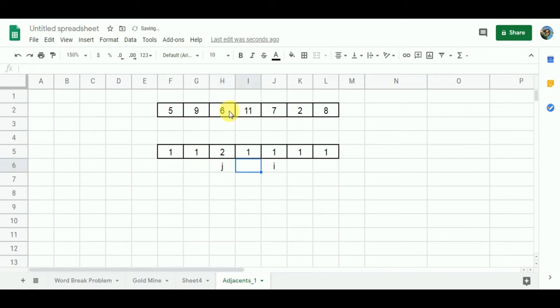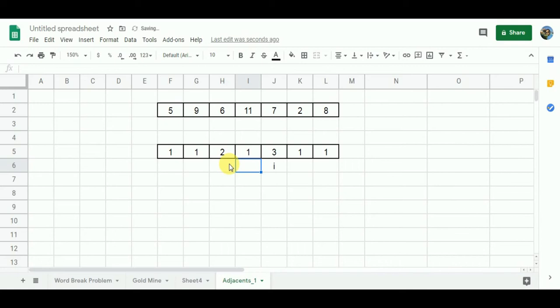Now here the difference between 6 and 7 is 1. So that satisfies our condition. So what are we going to do? We are going to add 1 to this value over here, because we have got 7. So that is going to give me 3. Now is 3 greater than this one? Yes, it is greater than this one. So we replace this one by 3. Cool.